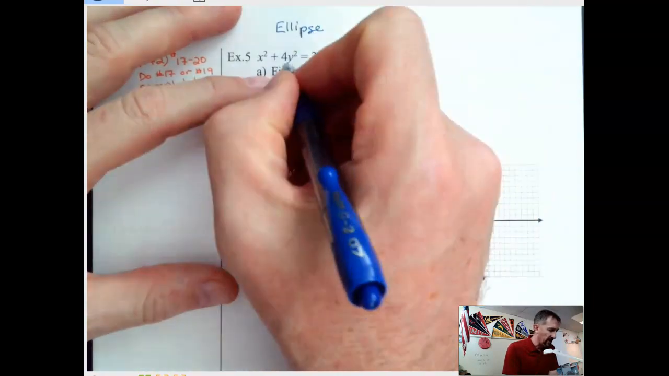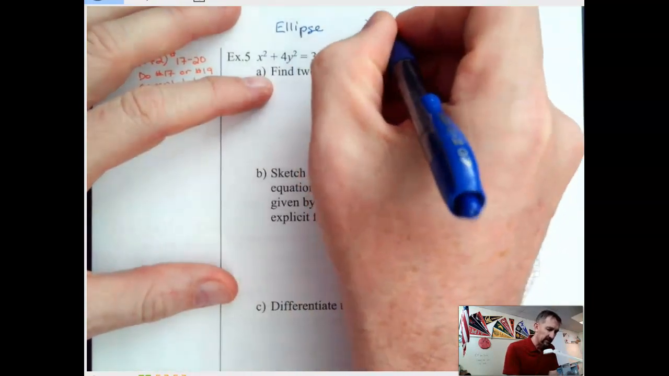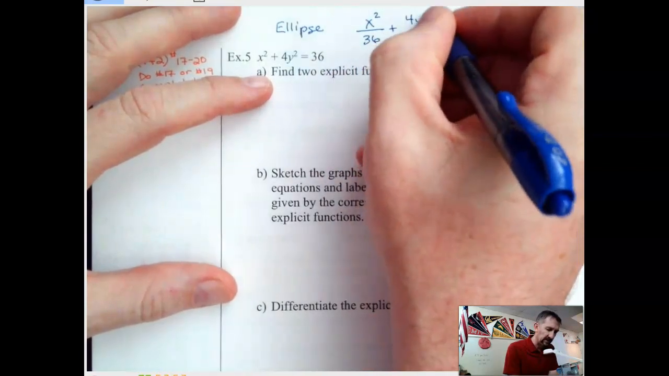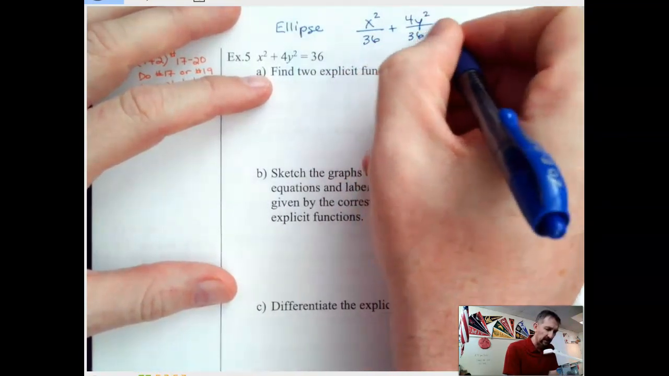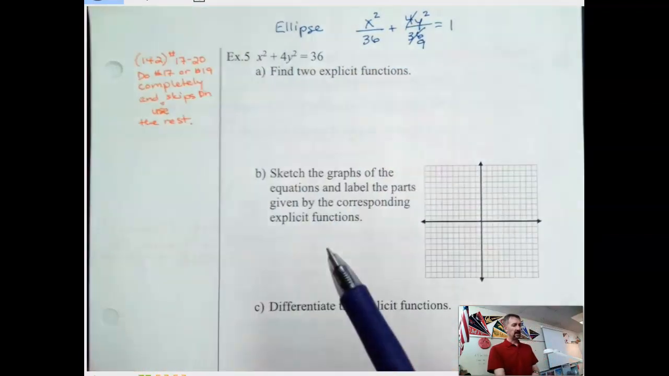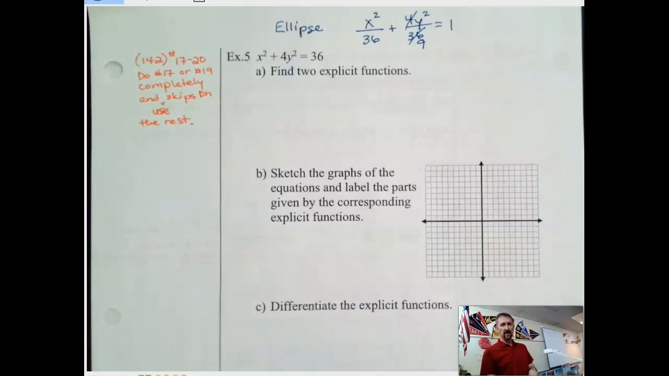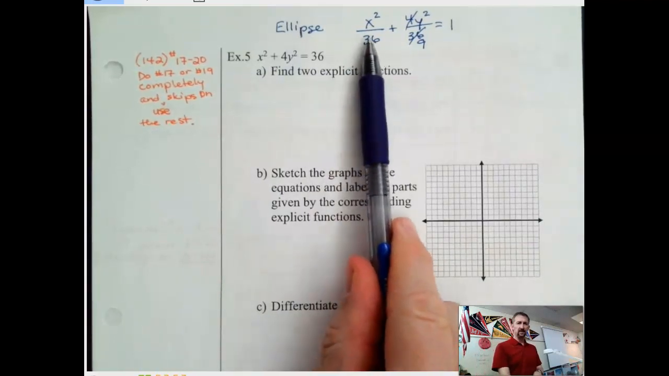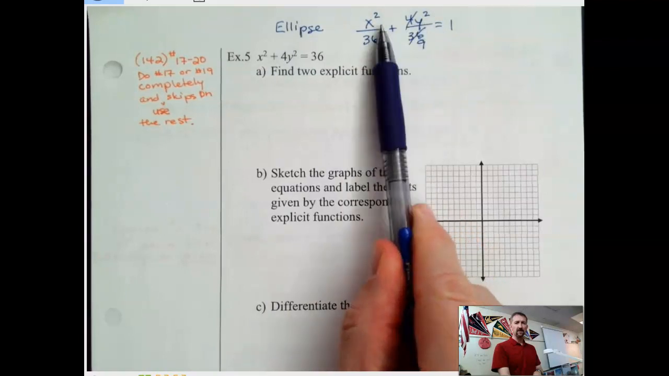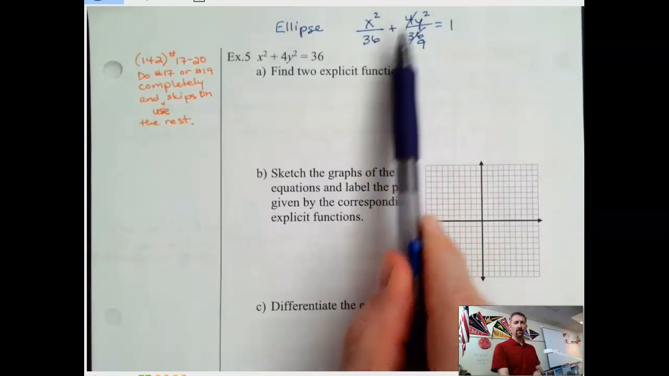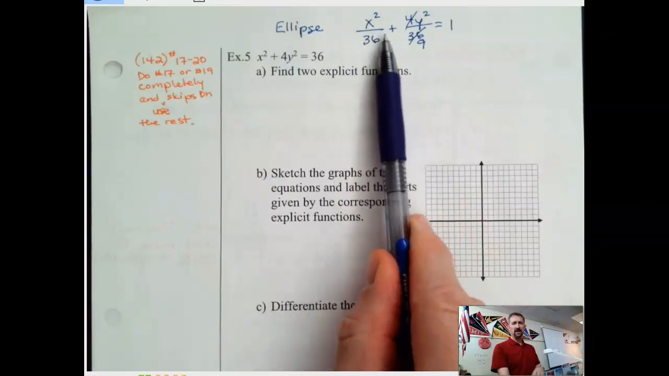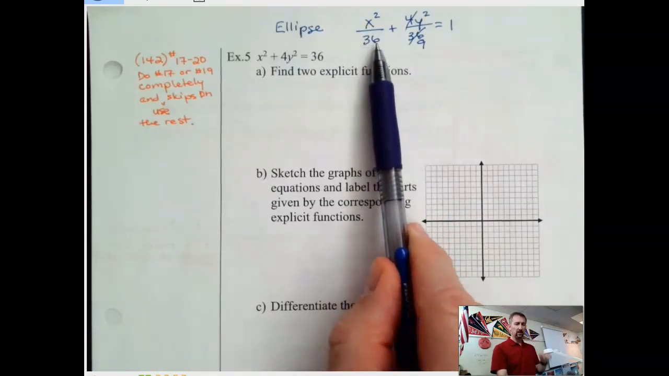The normal format for that is actually to divide both sides by 36. You could probably do that step in your head, but that would be 9. That gives you an idea of what the graph looks like. The center is off of h and k, so the center of this ellipse is 0, 0. The major axis is going to be x because this number is bigger. We take the square root of that and we get 6, so it's plus and minus 6.